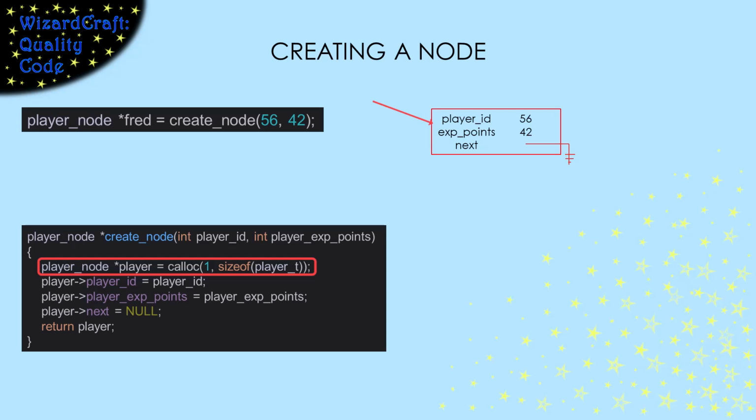being consistent about using either calloc or malloc. In general, calloc is safer, and for these tiny structs, the zeroing is really cheap. Then we fill in the player's ID and experience points and set the next pointer to null. The node is created, and we return a pointer to it.